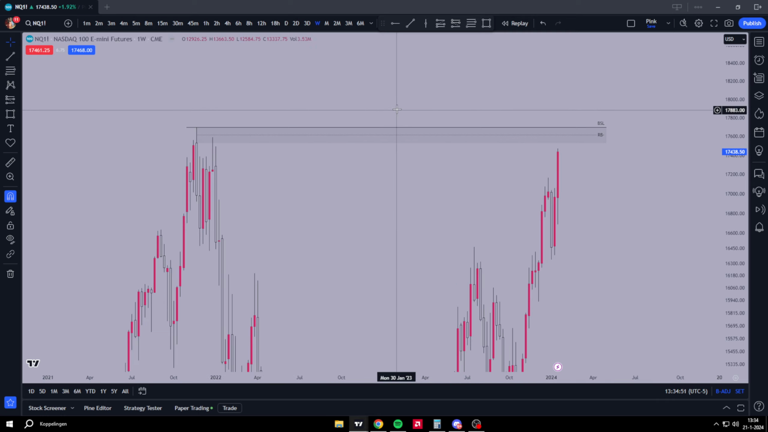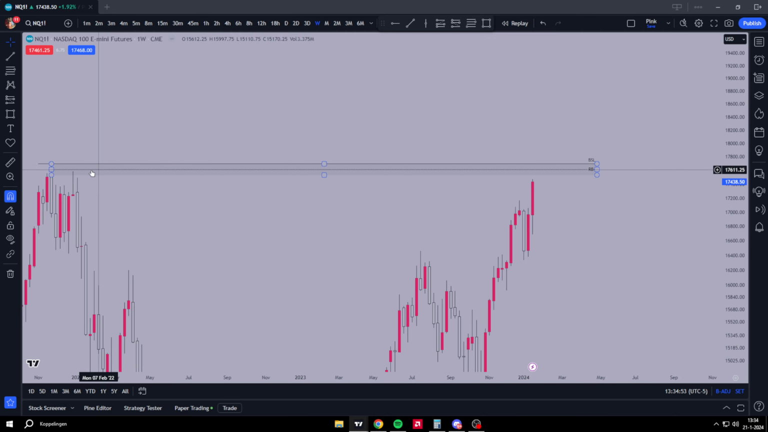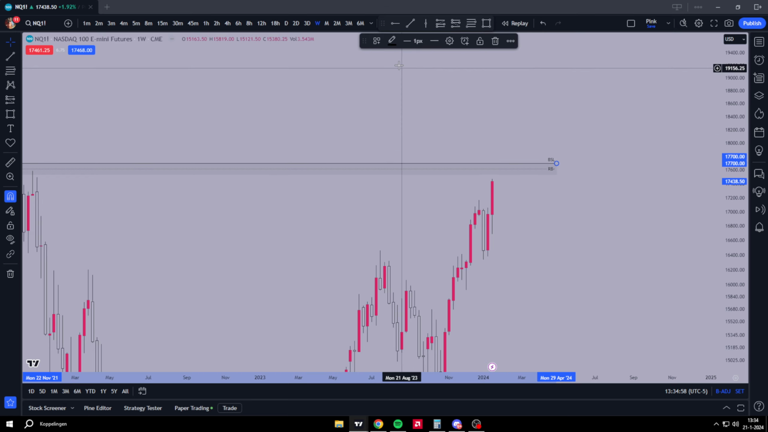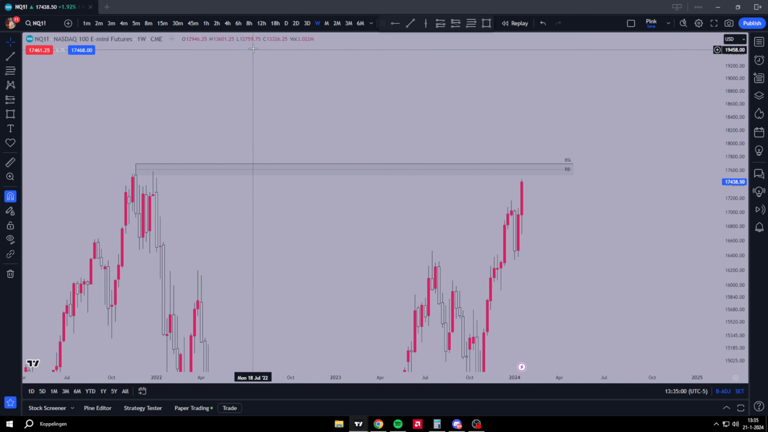Here, we're going for that buy side. That's what we know. So we could see that in upcoming weeks. We could have this as our draw on liquidity, but I'll just leave it as buy side liquidity.